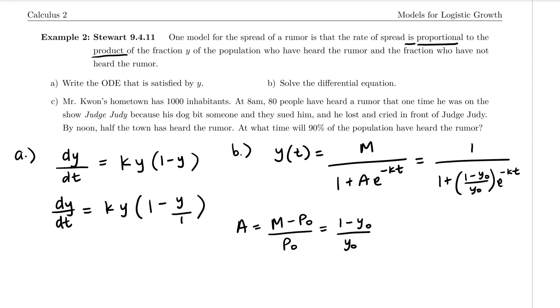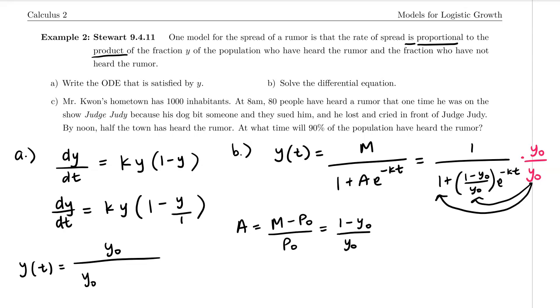I'd like to clean that up a bit, and so one thing that I could do is multiply both my numerator and my denominator by y naught, just so that my formula for my solution looks a little bit nicer. So we get y of t equals y sub 0 over, I'm going to go ahead and distribute this, and we get y sub 0 plus (1 minus y sub 0) e to the negative kt. And that is our answer for part B.